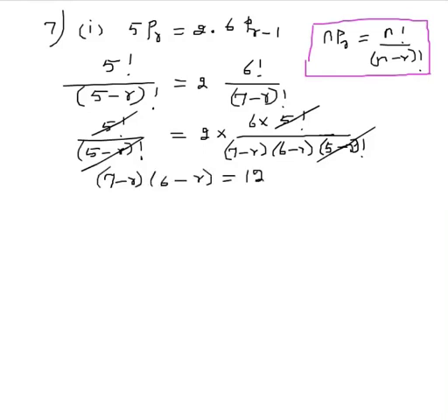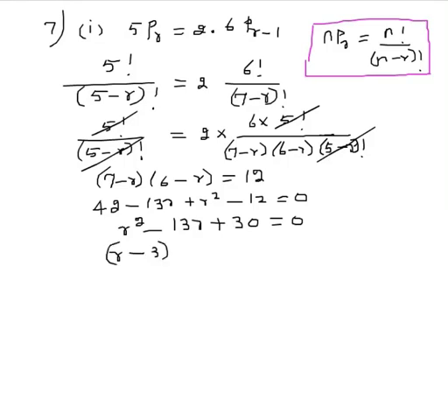Let us open the brackets. Minus 6r minus 7r will be minus 13r. We are getting a quadratic equation in r. r square minus 13r plus 30 equal to 0. We can factorize by splitting the middle term. The factors are r minus 3 and r minus 10. Therefore, we get two answers for r. r is equal to 3 or r is equal to 10.